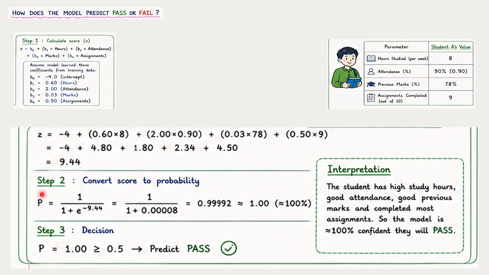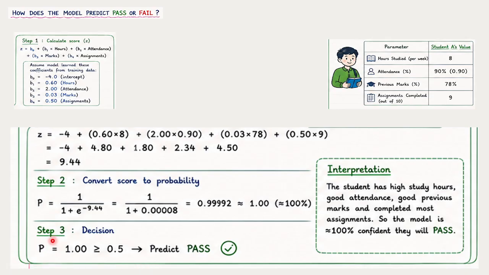Now in step 2, we convert this score into the probability, and for that our probability formula is p is equal to 1 upon 1 plus e raised to minus z. If we put all the values here, we finally get p is equal to 0.99992, which is approximately 99.99%, or almost 100%. So the model estimates an approximately 99.99% probability that the student will pass.